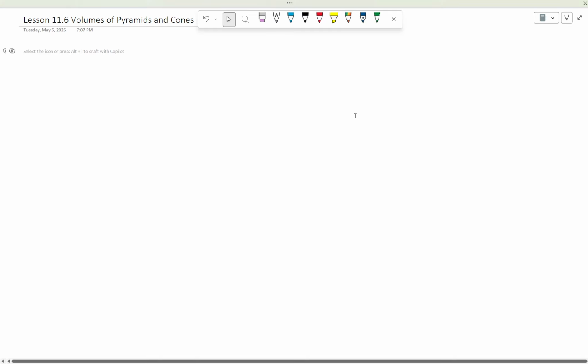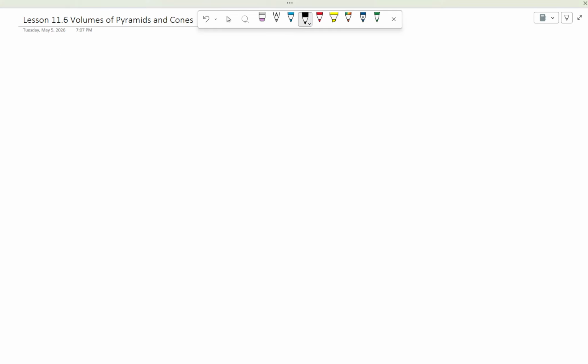Lesson 11.6 of the volume of pyramids and cones. And we have just one formula that, again, guides this lesson, just like the last. V is equal to 1/3 capital BH. Capital B, the area of the base. H, the height, the altitude. So, here's how it works.